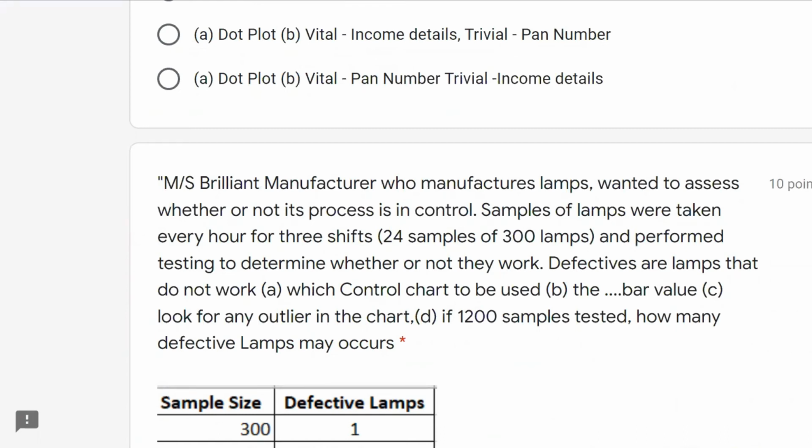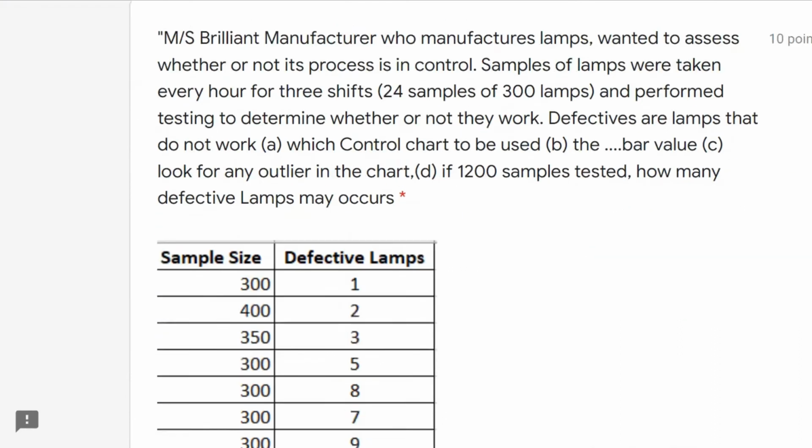Defective are lamps that do not work. Now, what are the questions? First one is which control chart to be used. Another leading question is what is the P bar value. Another question is to look at outliers if anything is there. We also need to find out if 1200 lamps are tested, how many defective we may have. We also need to do a prediction.